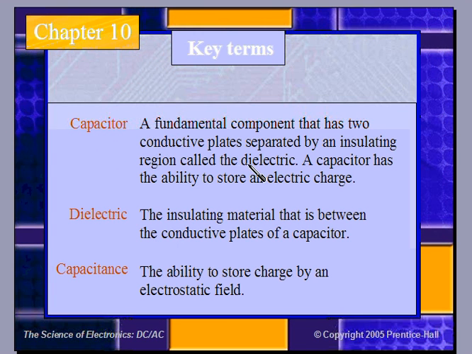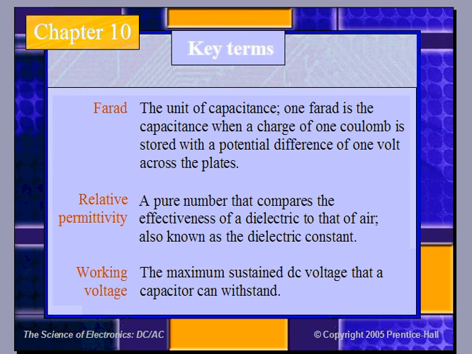Capacitor, a fundamental component that has two conductive plates separated by an insulating region called the dielectric. A capacitor has the ability to store an electric charge. The dielectric is the insulating material that is between the conductive plates of the capacitor. Capacitance is the ability to store charge by an electrostatic field. A farad is the unit of capacitance.